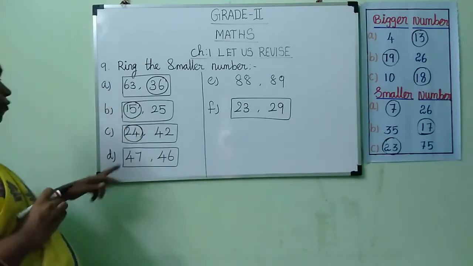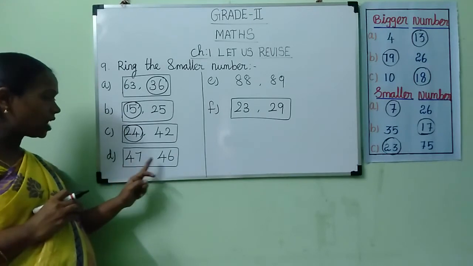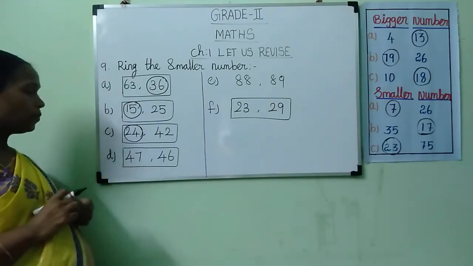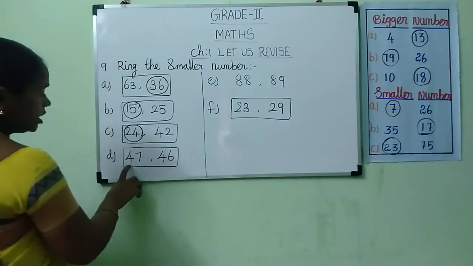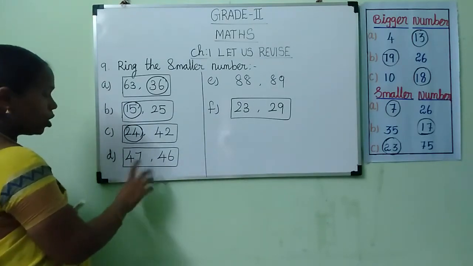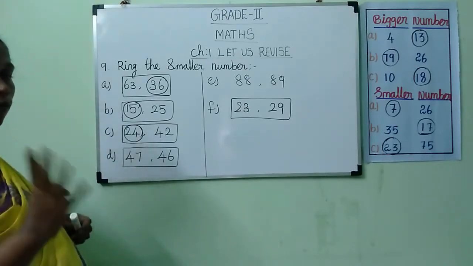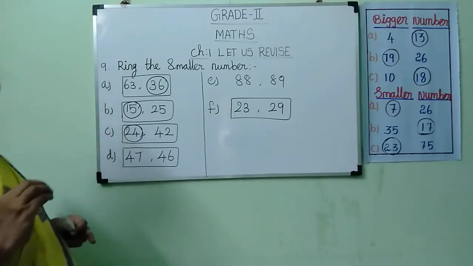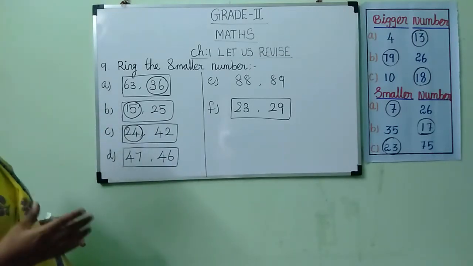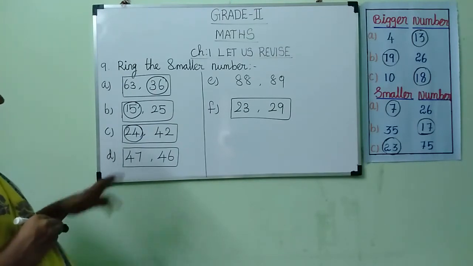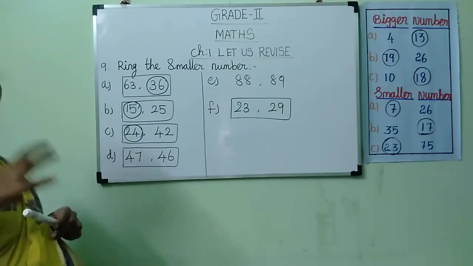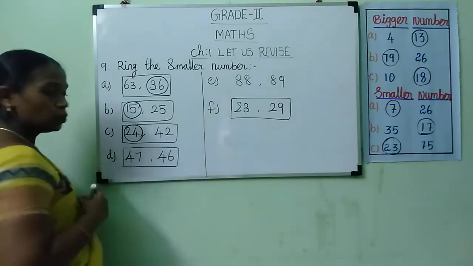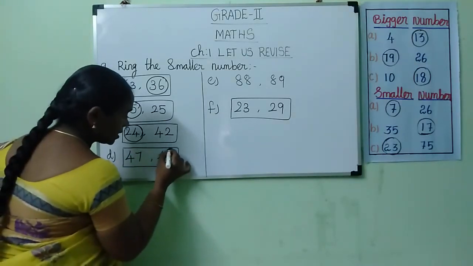Okay, the next one, 47 and 46. See, here tens place 4 and 4. Both numbers have 4, 4. So see the ones place, 7 and 6. Which number is a smaller number? 7 or 6? Yes, 6 is a smaller number, 7 is a bigger number. So you should put the circle on 46.